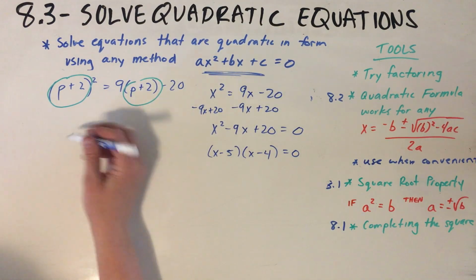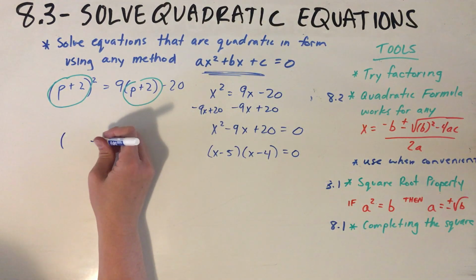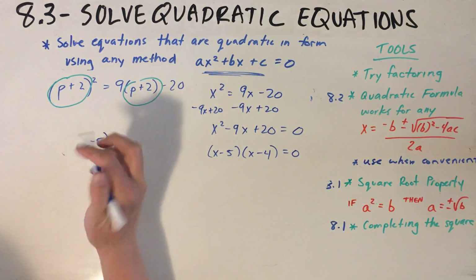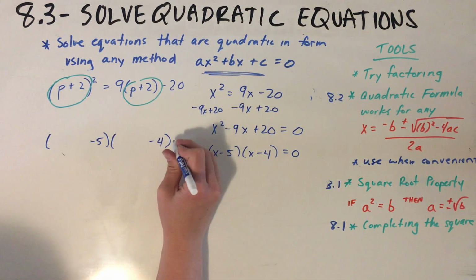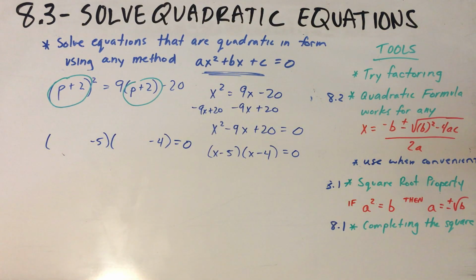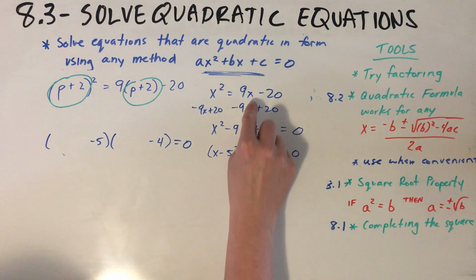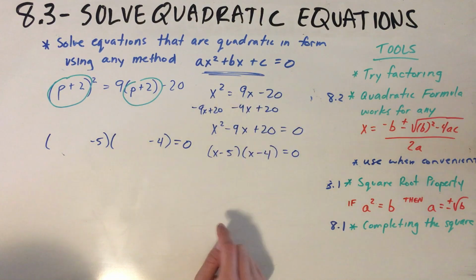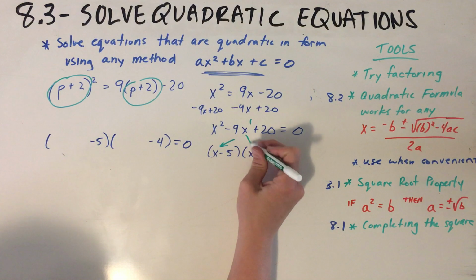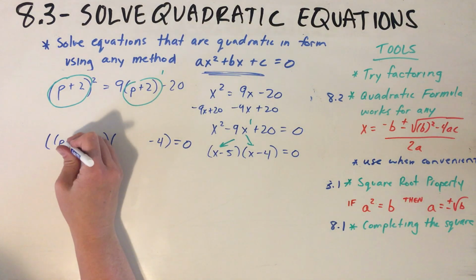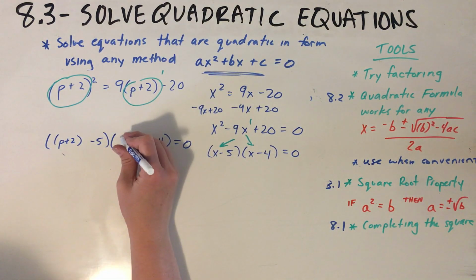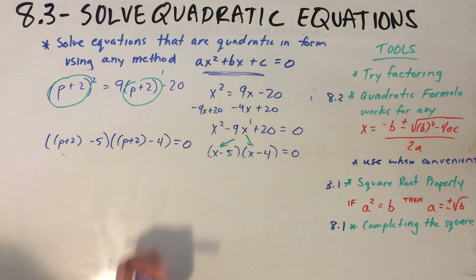All right, so now let's go back over here and substitute this. We know that this is going to break down to something minus 5 and something minus 4. Well, what is that something? Just like always, I'm going to dump whatever this is in here. This was x to the first, so this is going to be p plus 2 to the first power. Weird, but inside of here I'm going to have a p plus 2.